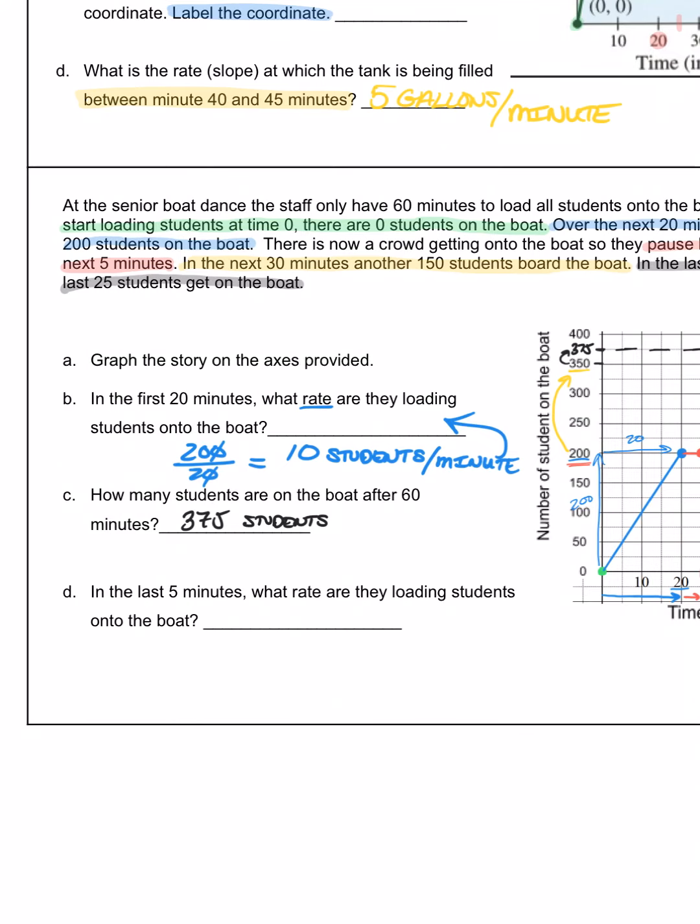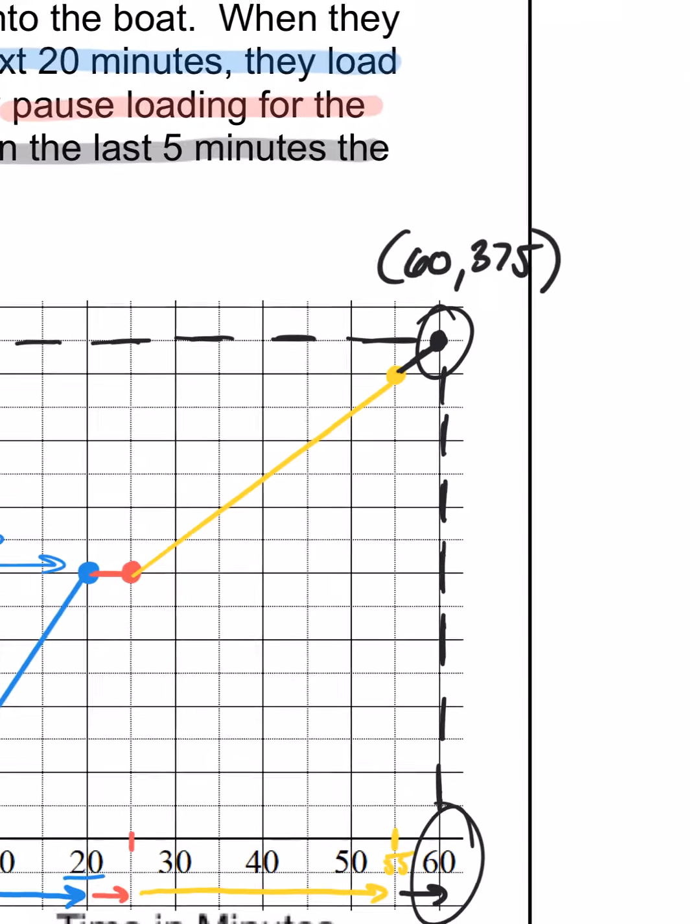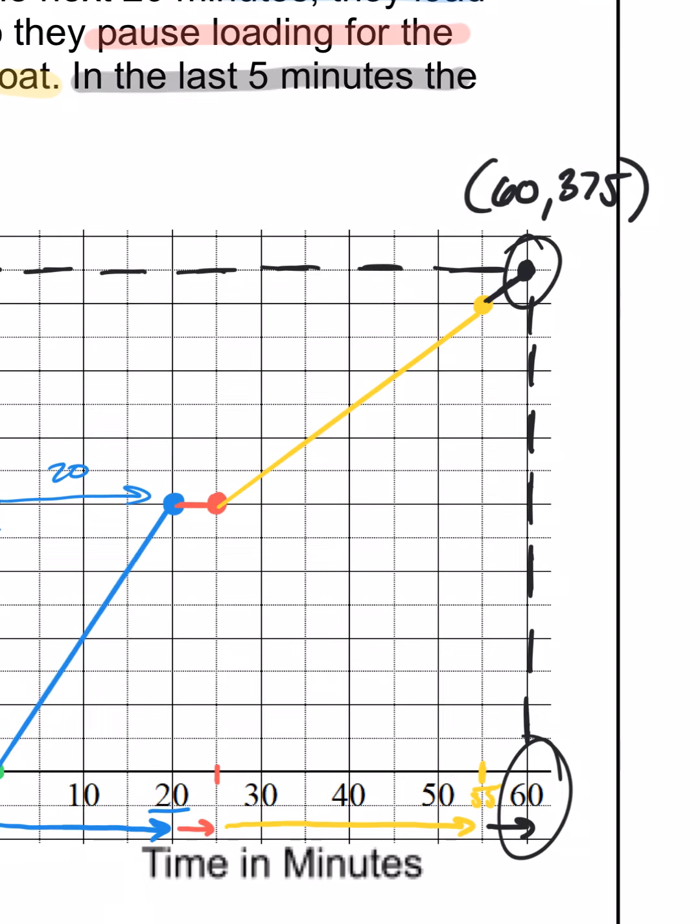Okay, last question. In the last 5 minutes, what rate are the students loading onto the boat? Okay, in the last 5 minutes, we want to find the last piece right here. Here's the last 5 minutes. Last 5 minutes is this segment that is right here. So if we look here, we could make a slope triangle. Let me use a different color. Use orange. Good San Mateo colors.